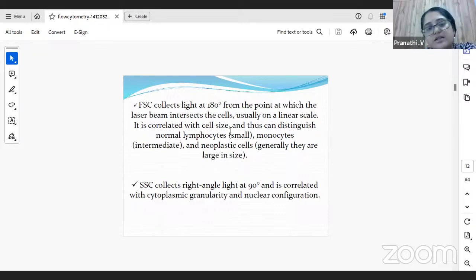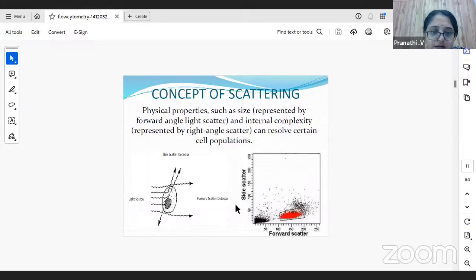Are they normal cells? Are they monocytes? Or are they cancerous cells, that is your neoplastic cells, which usually have a different cell surface and different cell size? They are larger in size. The side scatter collector collects the right angle light at 90 degrees. This is again going to correlate with the cytoplasmic granularity.